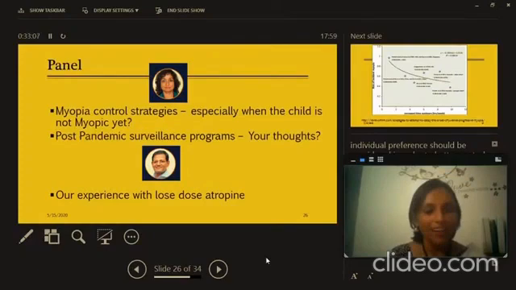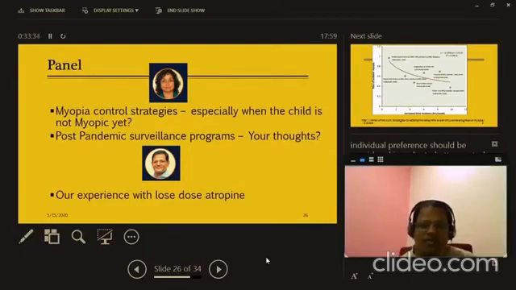And sorry for this typo, it's low dose. So this question is to Dr. Vishwa: now we have our myopia clinic running very successfully, and under ma'am's guidance, we have, I think, for almost the last 2 years, been using low-dose atropine as one of the myopia control strategies. Can you share our experience with the efficacy of this low-dose atropine?